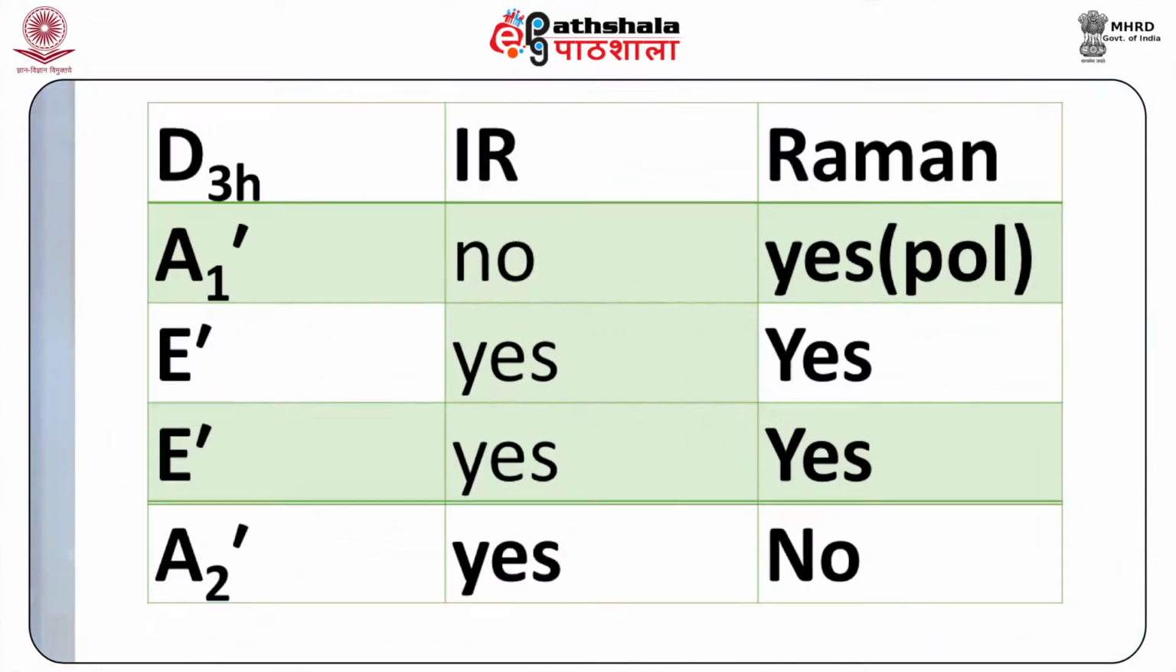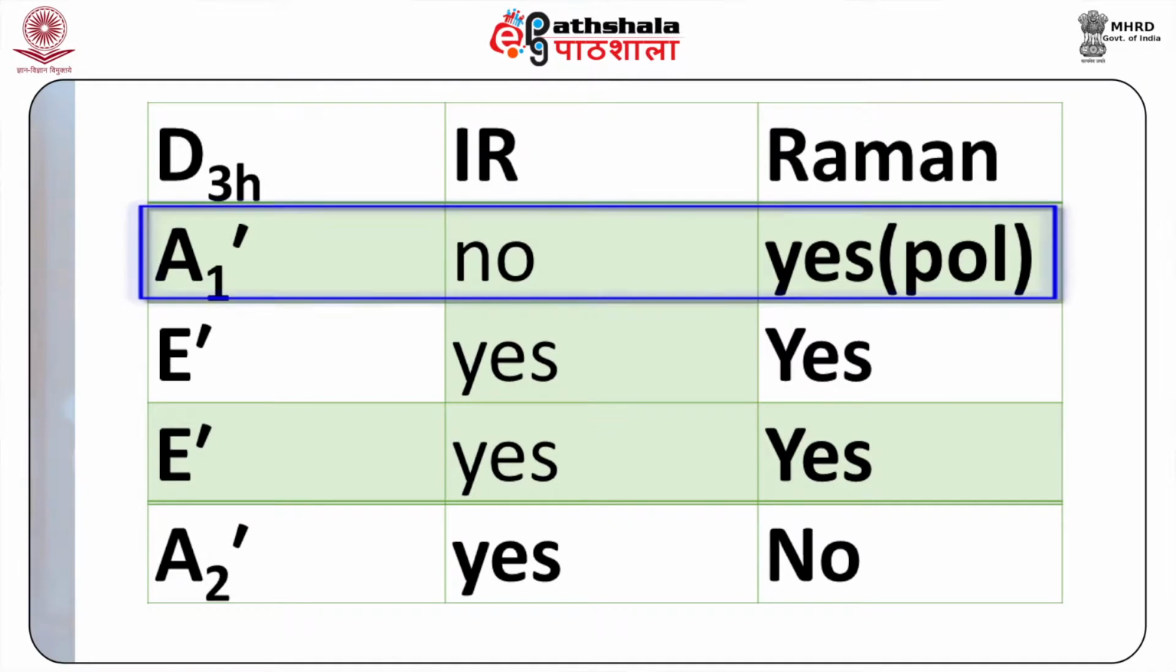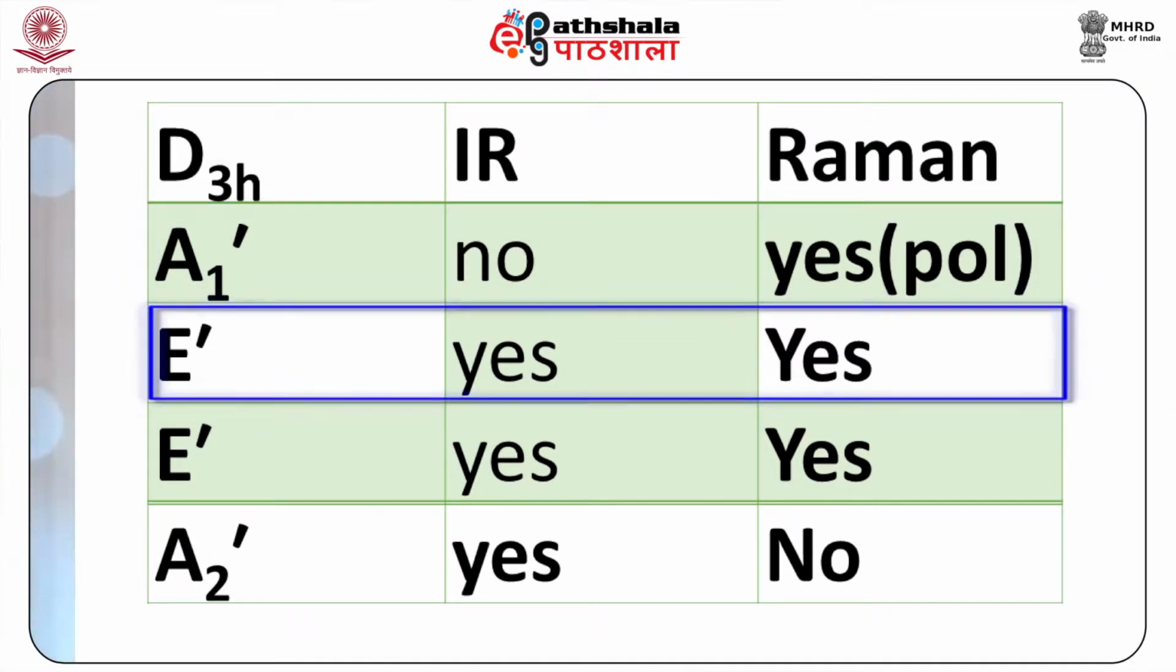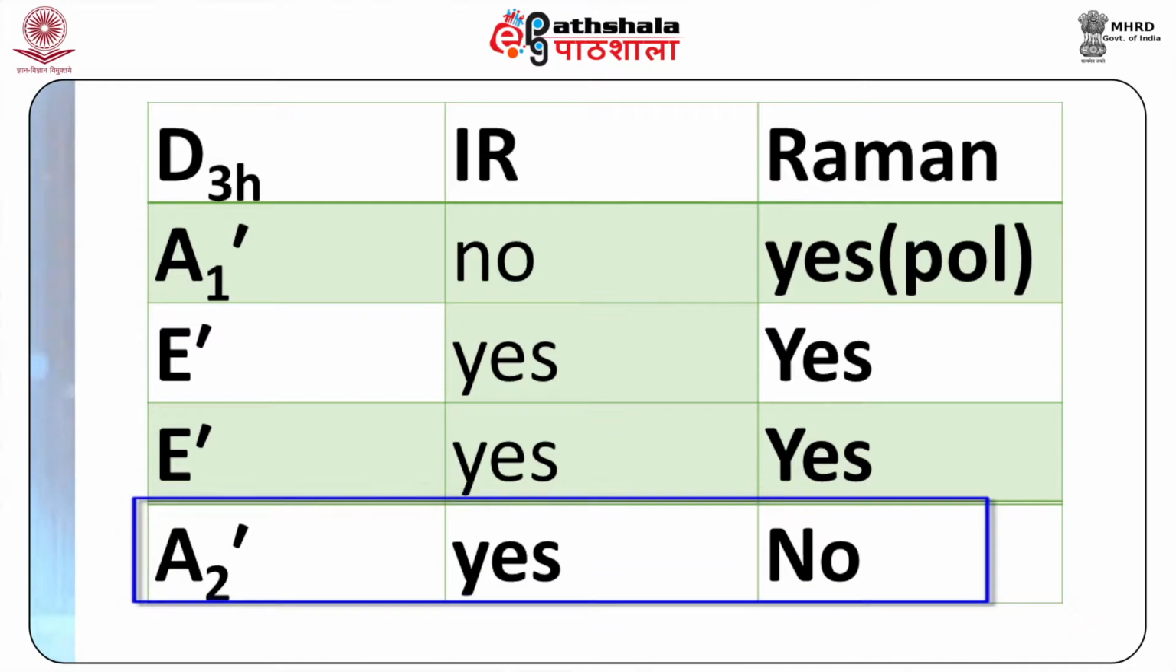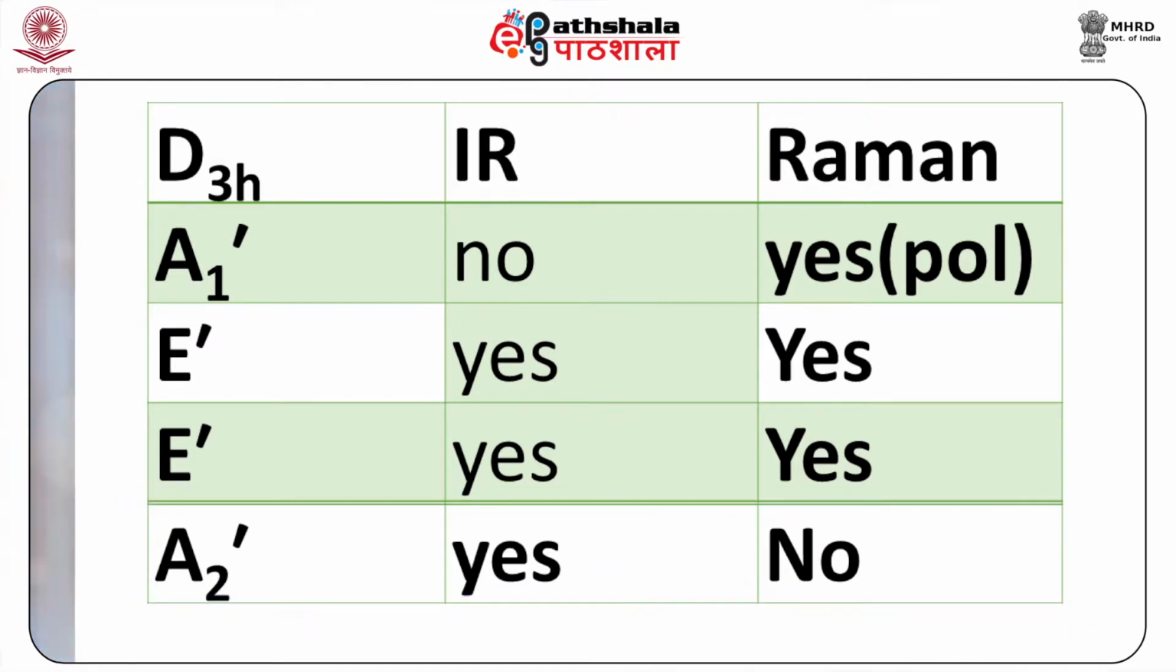In D3H point group molecules, A1 dash, IR no, Raman yes, E dash yes, yes, E dash yes, yes, A2 dash yes, no. That is 3 IR and 3 Raman bands are obtained for D3H symmetry. Only two bands are common in IR and Raman and one band is polarized.